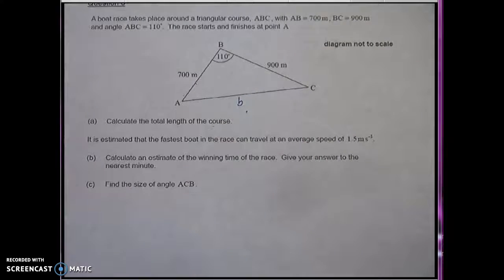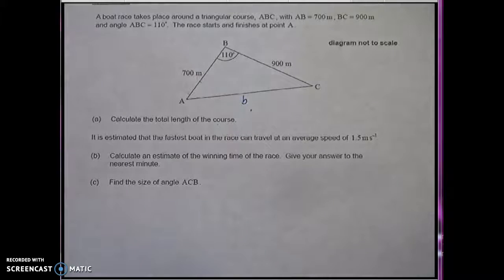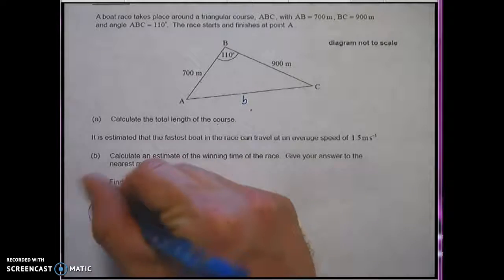And without knowing those two angles, I'm not going to be able to do it. But what I do know is that I've got two sides and an included angle. So at this point, we can use the cosine rule.